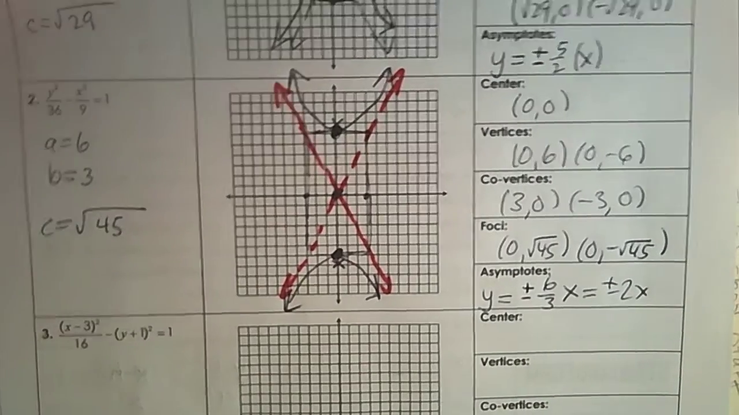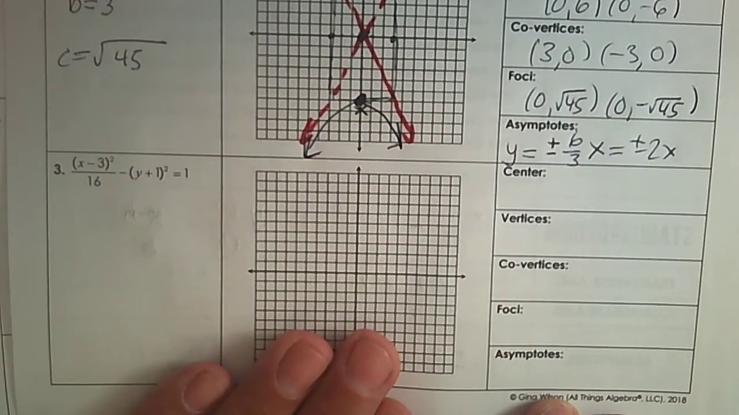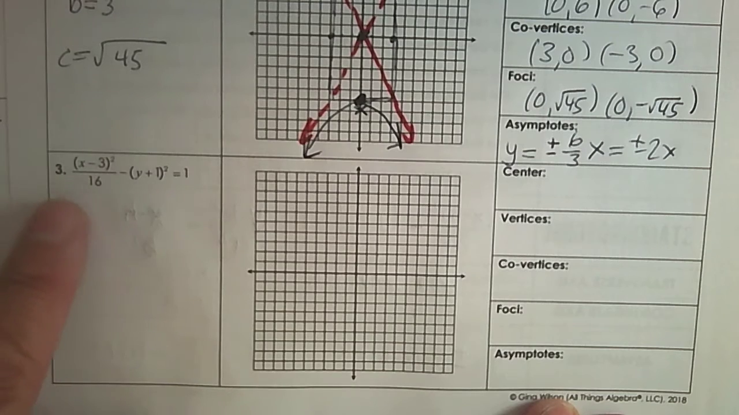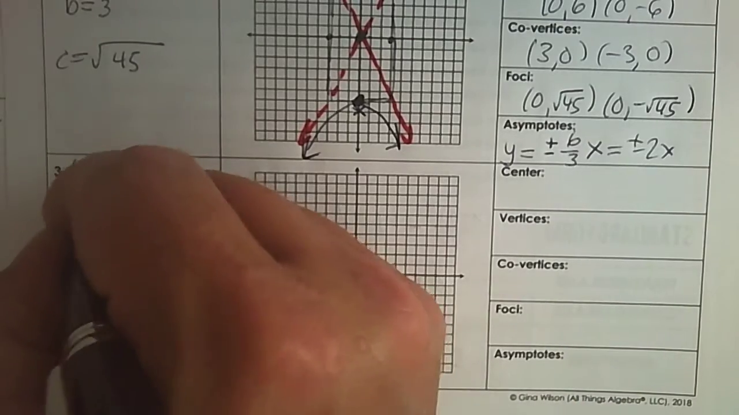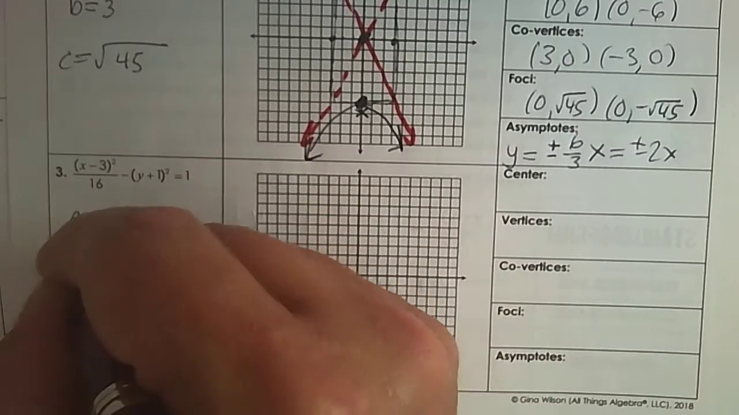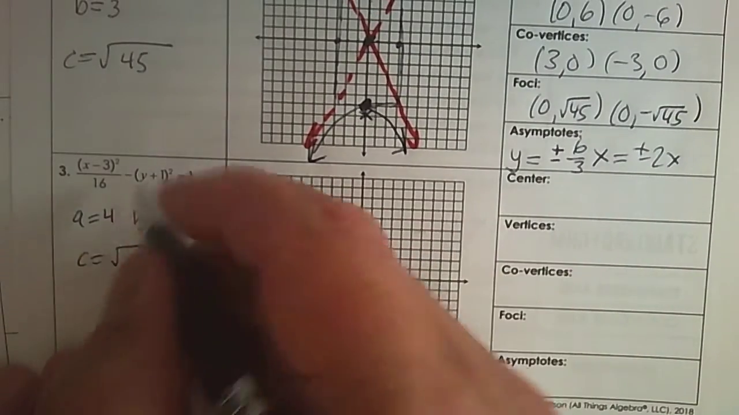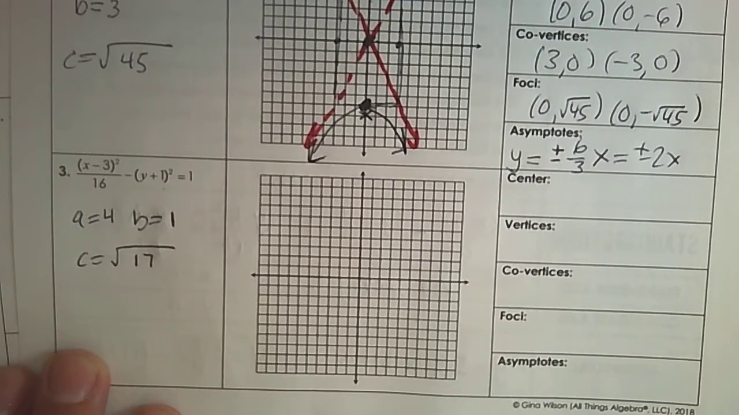All right, number 3. First, what type of hyperbola is this? So which one is positive and in front? Doesn't matter the size of the denominator. It's x, so it's going to go sideways. So my a is the square root of 16. My b is the square root of 1. And my c, might as well do that right away, as I add them, so it's the square root of 17, which is a little bit more than 4.